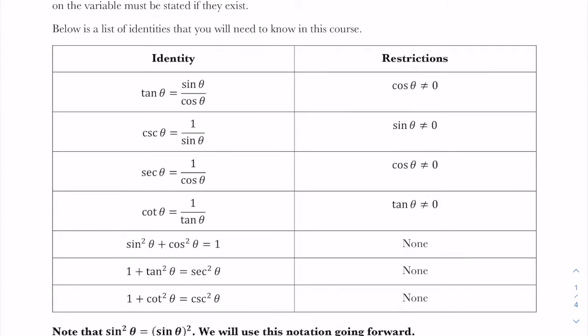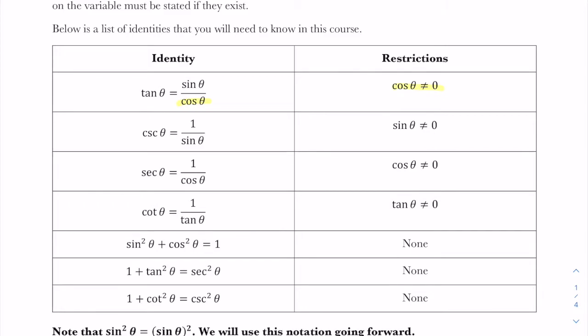And I just want to mention that our restrictions will be wherever the denominator is 0. So for example, in the first one, because we're dividing by cos theta, we require that cos theta cannot equal 0. And that's going to be true for all the others. So I won't repeat them, but just keep in mind the restrictions are there to ensure that we do not divide by 0.